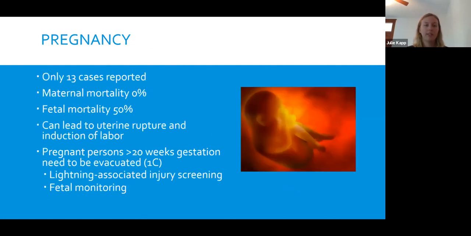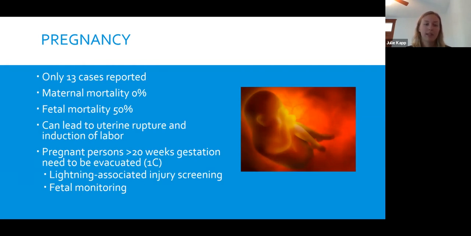So pregnancy data is pretty limited. There are only 13 cases that have been reported. Maternal mortality is low, at 0%. However, fetal mortality is at 50%, and that's thought to be due to the amniotic fluid being highly conductive. Lightning strikes can also lead to either uterine rupture or induction of labor.